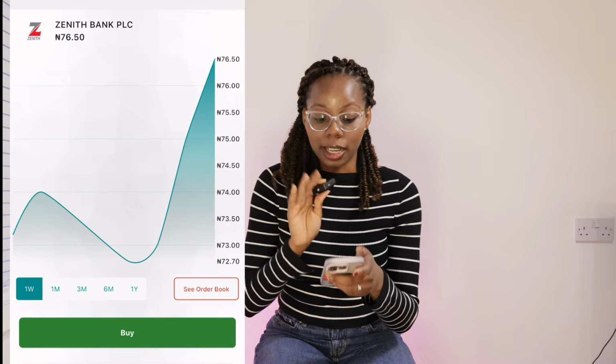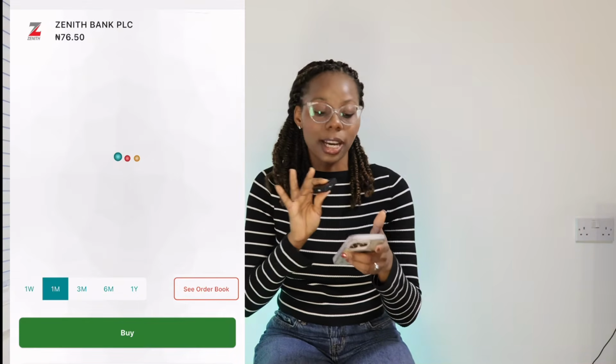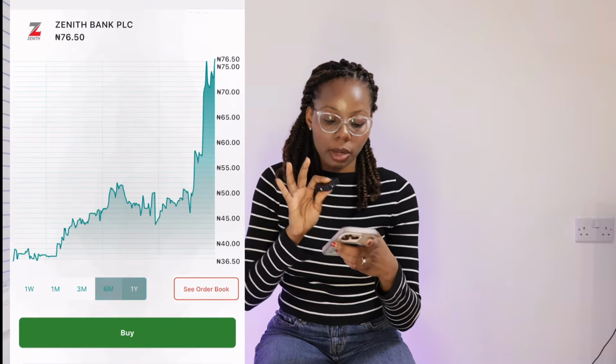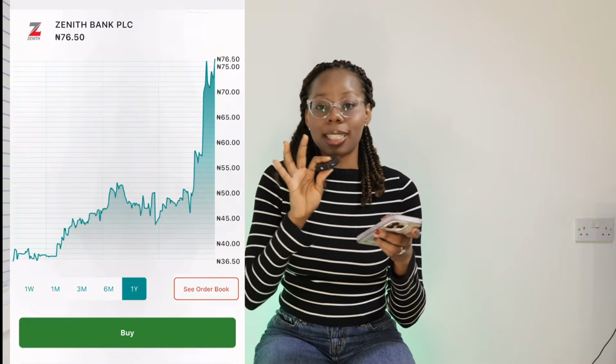So first of all, before we dive into the main thing, which is buying the share, I need to show you some of the key things you see on the trading page. The first thing here is a graph. So this shows you the trend of Zenith Bank's shares over the period of time. So you can choose to see the trend over 1 week, 1 month, 3 months, 6 months, 1 year, and so on. So this is important because it shows you how the price of this stock has moved over this period of time. And with that, you can roughly assess how volatile this stock is.